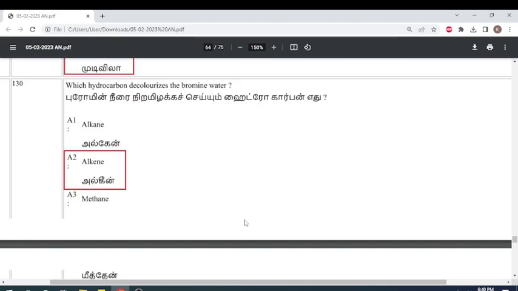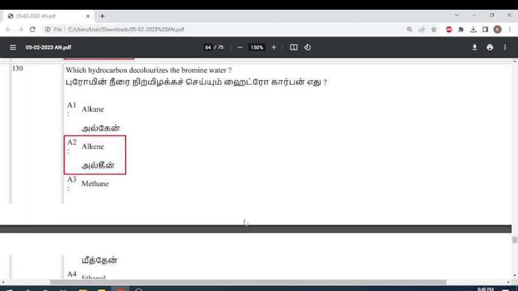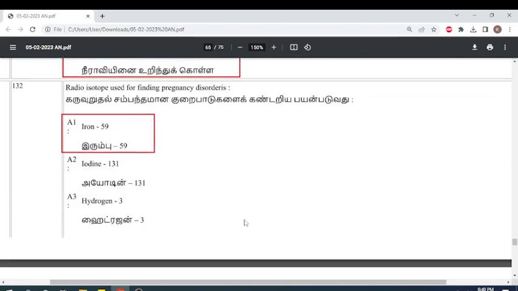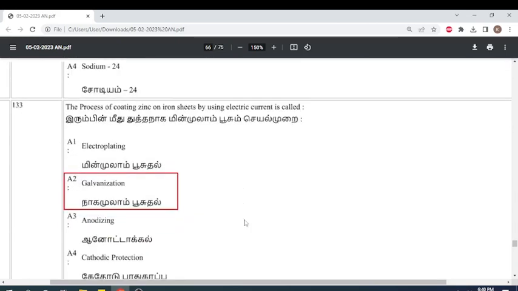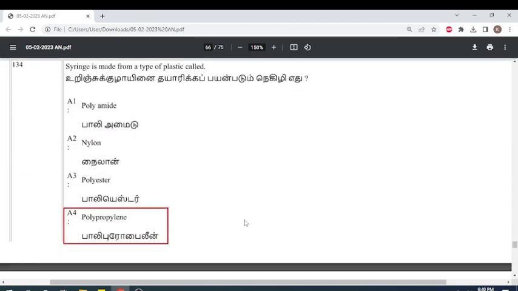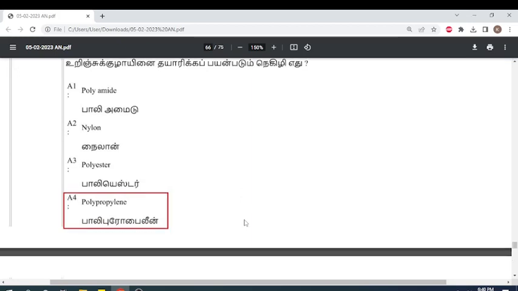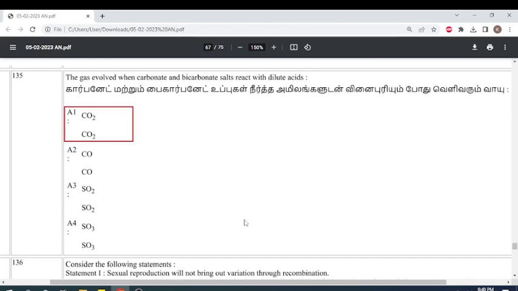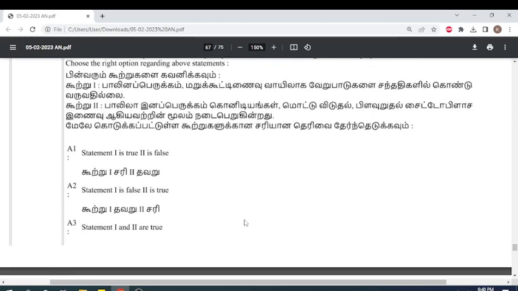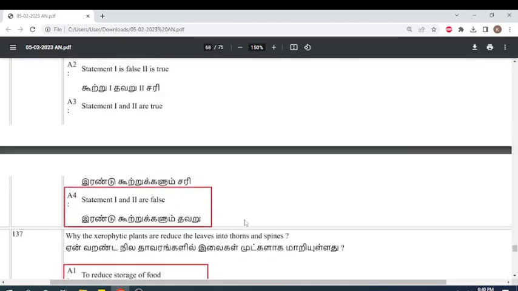130 questionக்கான answer A2. 131 questionக்கான answer A4. 132 questionக்கான answer A1. 133 questionக்கான answer A2. 134 questionக்கான answer A4. 135 questionக்கான answer A1. 136 questionக்கான answer A4.